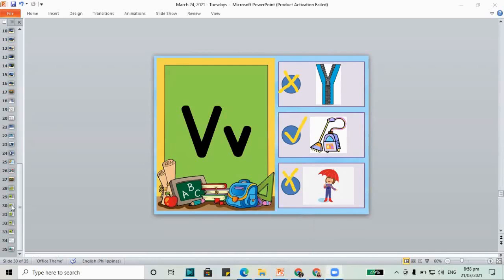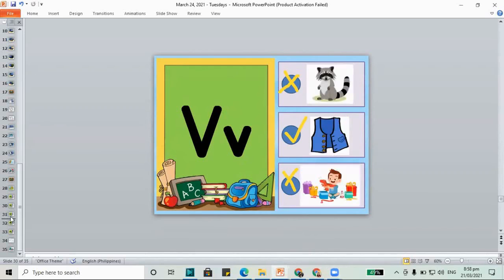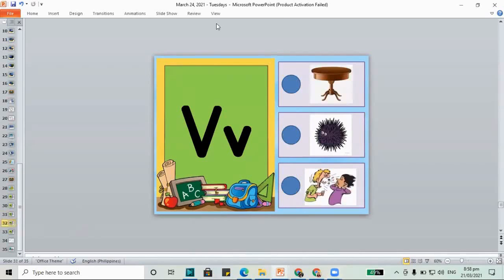How about the next one? Let's erase this one on the screen. Is V for the raccoon? Do we check? No, raccoon begins with R, mark an X. Do we check for the vest? Yes, vest begins with V. How about unwrap? No, unwrap doesn't begin with the letter V. How about for the table? Do we check for table? No, table doesn't go in V, mark an X. Urchin, do we check? No, urchin begins with U.